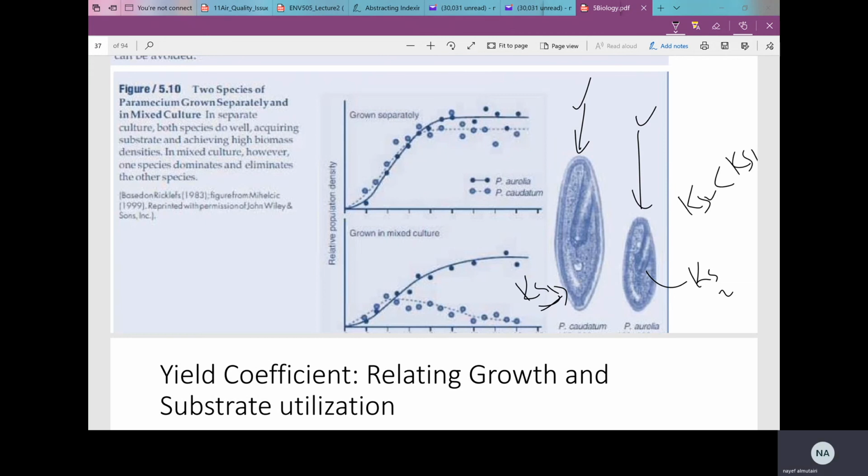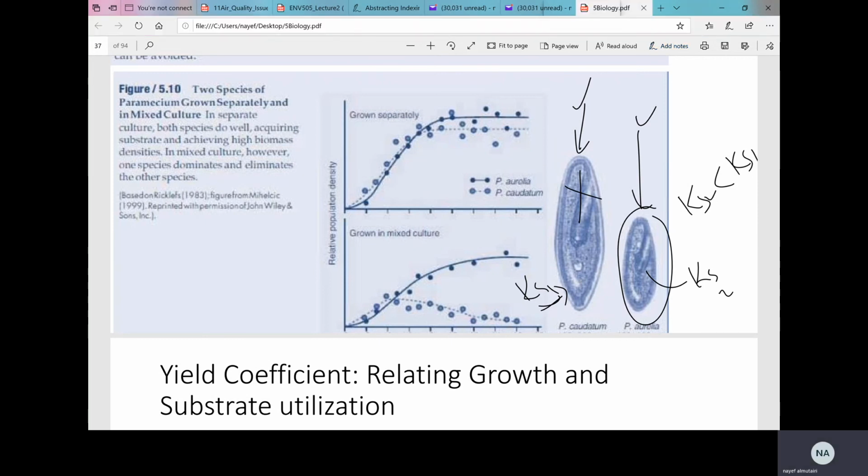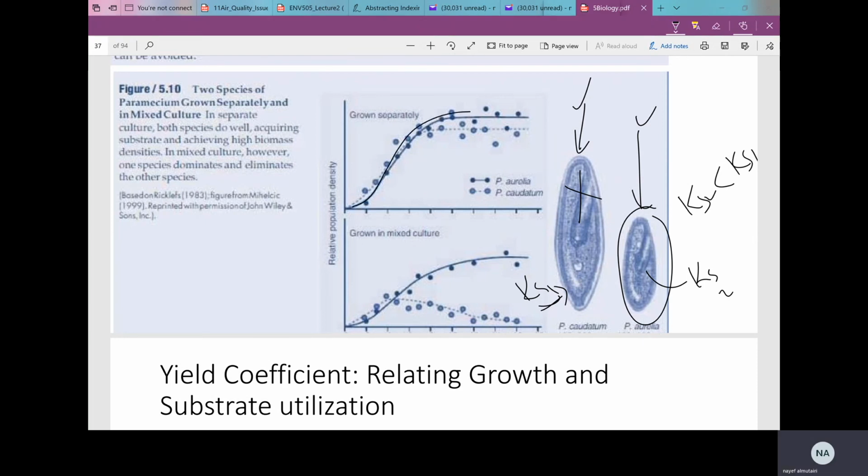So if you put them separately, they will be fine. But if you put them together, this one will eat more, and this one will die eventually, even though this is a bigger one. But we don't care about the size. We care about Ks. So you can see how they grow separately, and how they look together. They're very close. And growing in a mixed culture together, this one will grow and then die later on.